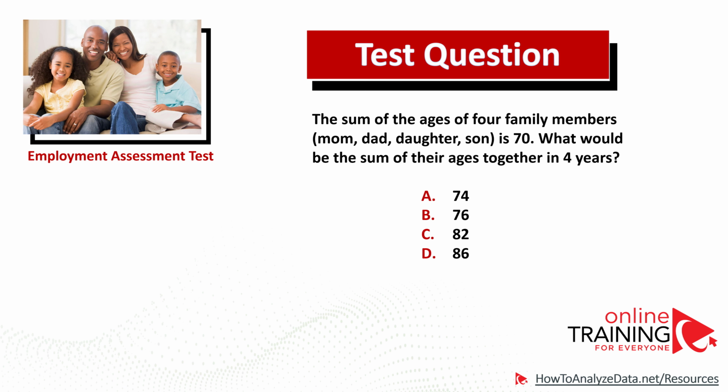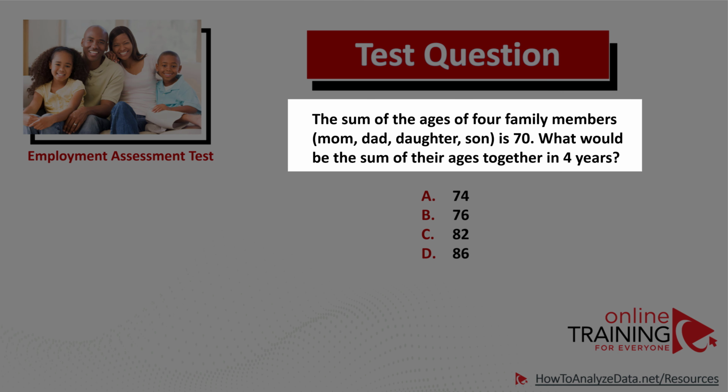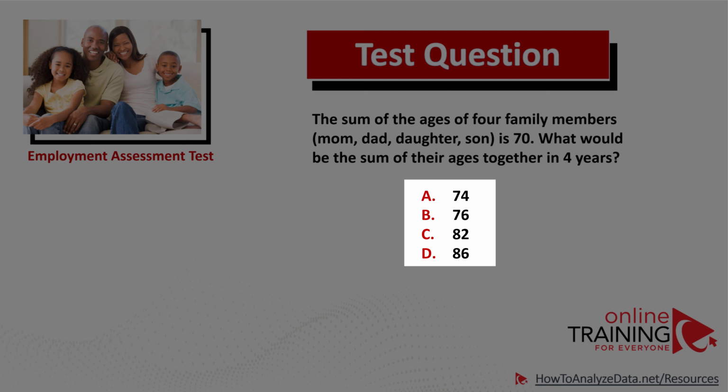Let's look at the simple but at the same time tricky question which we frequently see on the test. The sum of ages of 4 family members, mom, dad, daughter, and son, is 70. What would be the sum of their ages together in 4 years? And we have 4 different choices. Choice A, 74. Choice B, 76. Choice C, 82. And choice D, 86.